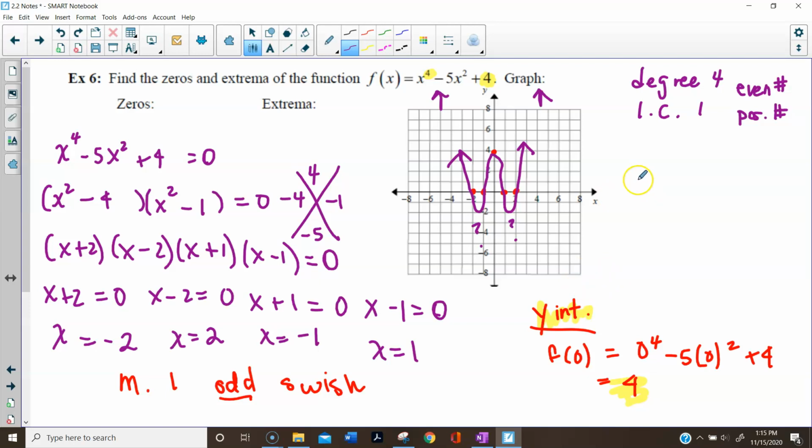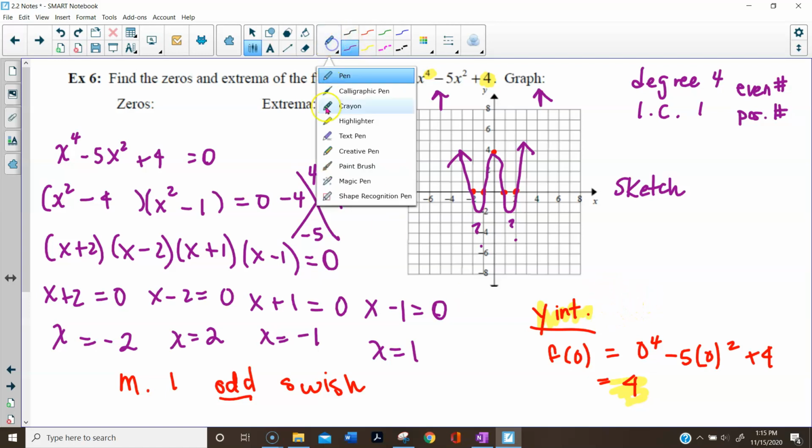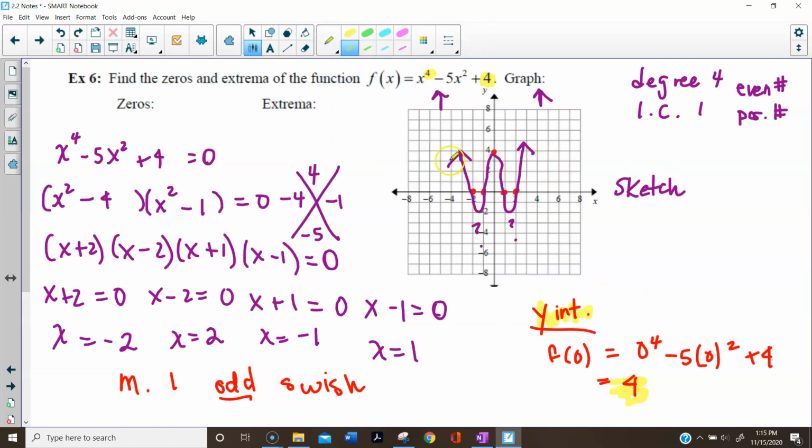And that's just a sketch. So when you draw a sketch, it doesn't have to be perfect. You could use the graphing calculator to see that it matches up. But what is important to me? It's important that the end behaviors are both going up. It's important to me that you found the zeros and that you did swishes through those zeros. Again, swish means you go through the point, through the point, through the point, through the point. And it's important to me that you found the y-intercept.